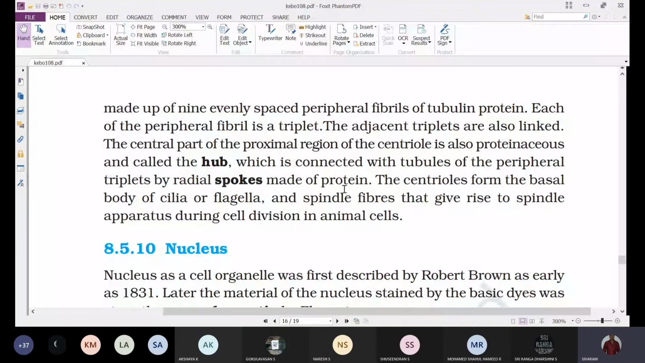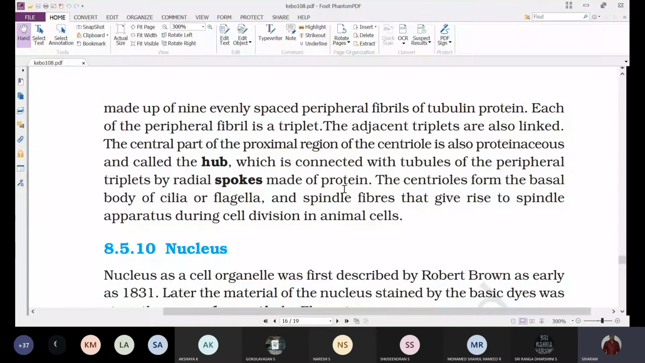Okay, that means there is a structure from where this flagella will be arising below the plasma membrane. That structure we call a basal body. This basal body is formed by the centrioles, from where the cilia or flagella arise. And along with that, what is the other function of the centrioles?